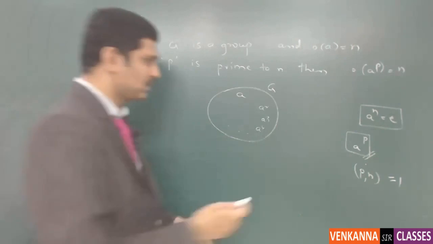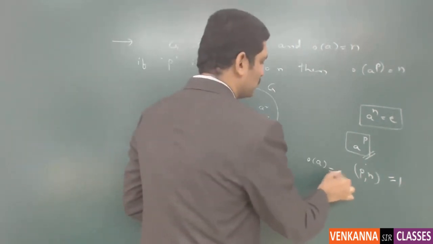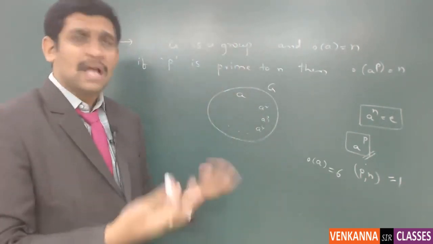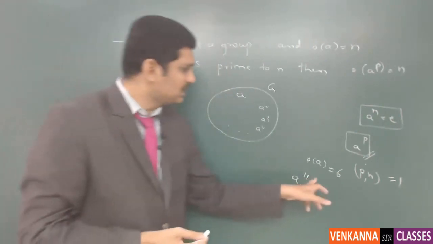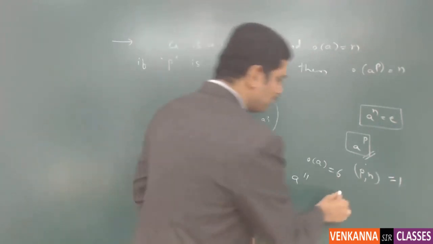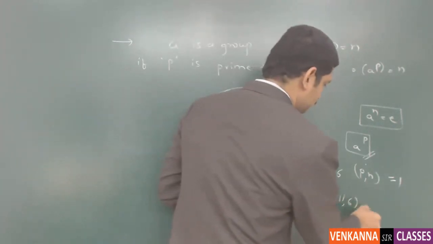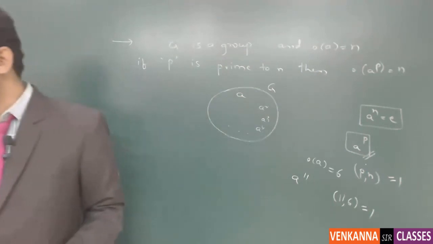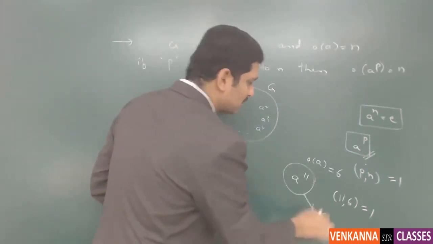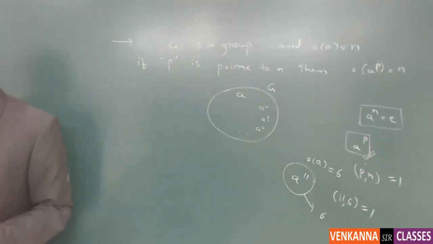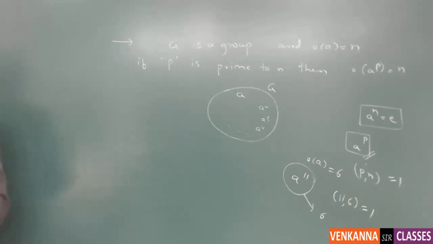So in other words, let me say order of A is equal to 6. I have considered A power 11. Now what happens? 11 and 6 are relatively prime. Agree? So A power 11 also has same order 6. That is what I am discussing. Clear now? Is everyone clear with the task? What it is given actually? Okay.